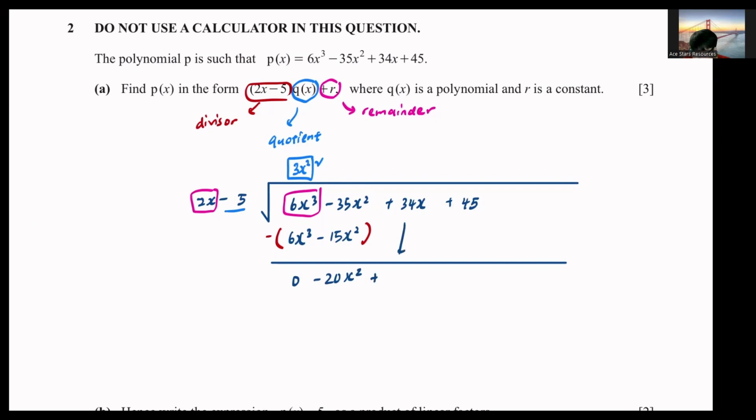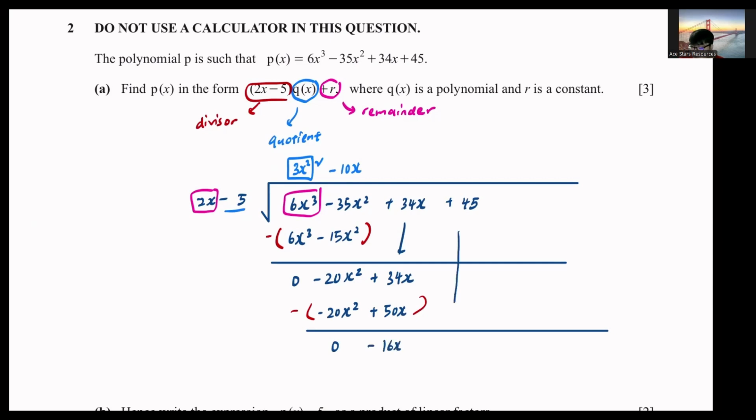Bring down the 34x, and then you start to do the same thing all over again. Put a minus, put a bracket here, and then pull it along. So 2x times what will give you -20? Put -10x, which gives you -20x squared. Then -10x with -5 is plus 50x. So 0, and 34 minus 50 is -16x. Bring down the 45.